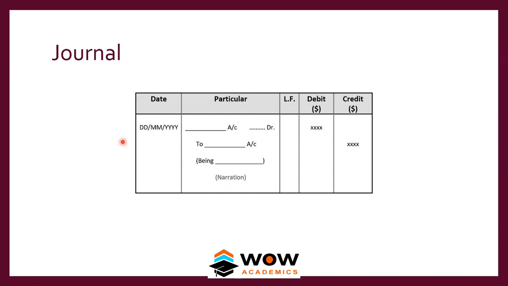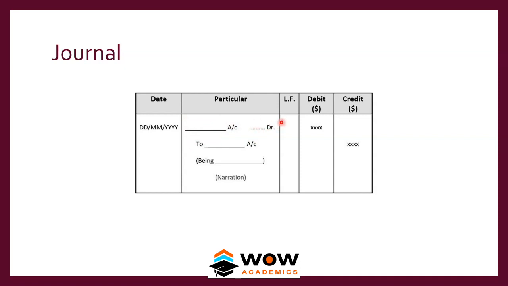So this is the format for a journal. You have the date, and you have the column called particulars. LF refers to ledger folio, or the ledger number to which it has to be moved. Then debit and credit. So we have the account number and the account name, like cash account to bank account.